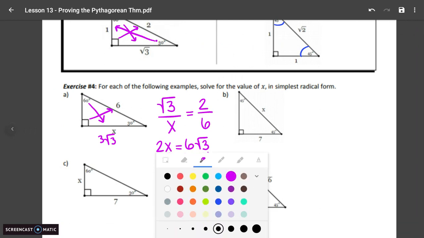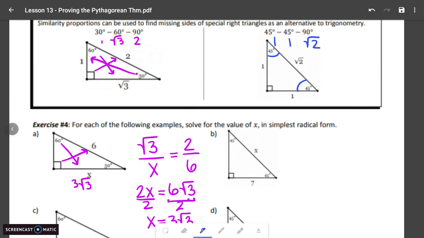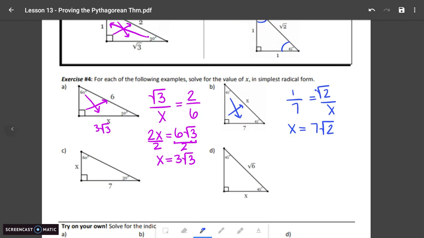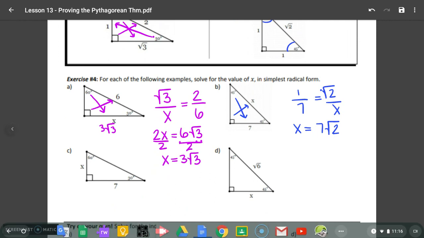Same idea with b, only now we're using that other proportion from the isosceles, the 45, 45, 90. We have 1 and 7 go together, and radical 2 and x. So we're going to get x equal to 7 radical 2. Try C and D.